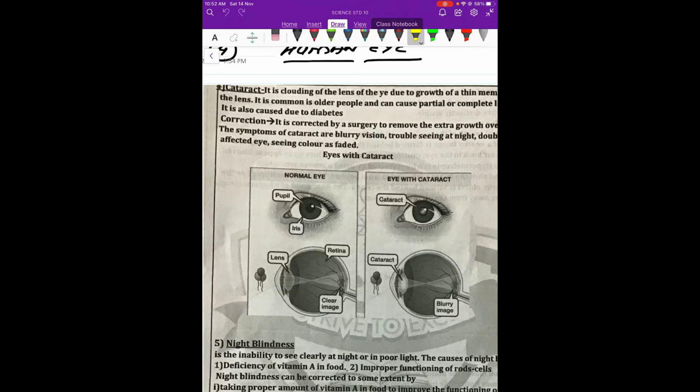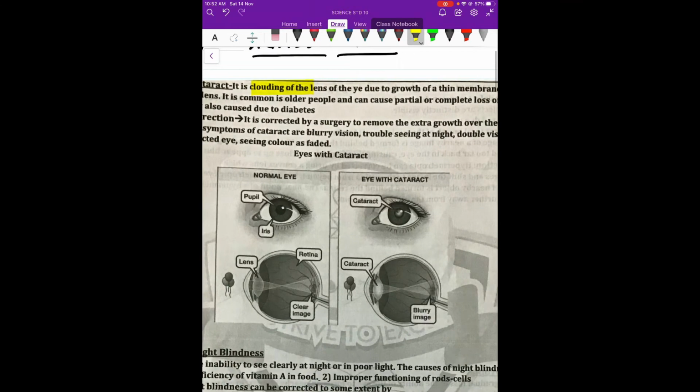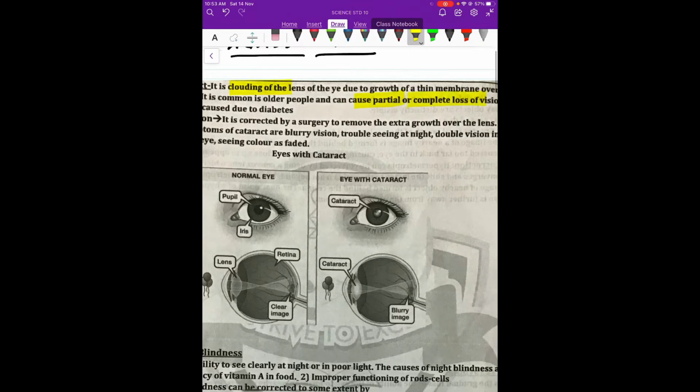So, what exactly is a cataract? Cataract means just the formation of a cloud of dust. It is also called clouding of the lens due to growth of a thin membrane over the lens. Generally it occurs in older people above the age of 60-65, and it can cause partial or in some cases complete loss of vision.